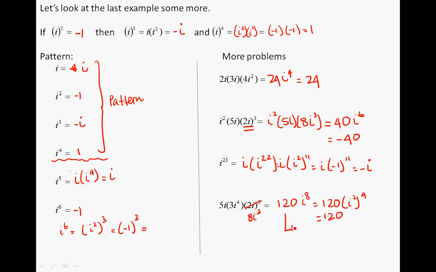Some people might do it this way. If you have that pattern of 4s, then you could do it this way. So how many i to the 4ths do you have? 2. So that still gives you a positive 1. Okay, so that's some things that we can do with imaginary numbers.